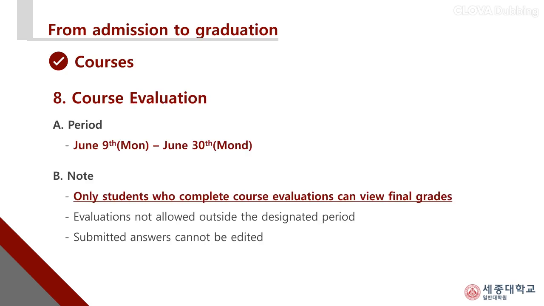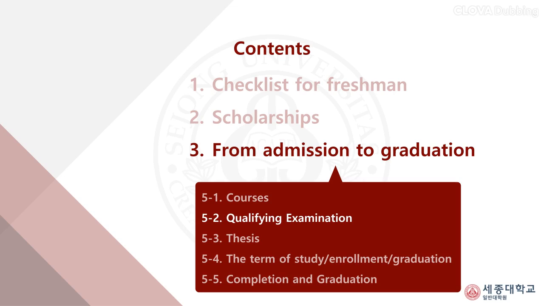Let's move on to the last part about course evaluations. This semester's evaluation period is from June 9th to June 30th. It's really important to complete the evaluation during this period because you won't be able to check your final grades unless you do. Next, let's talk about the qualifying exam.